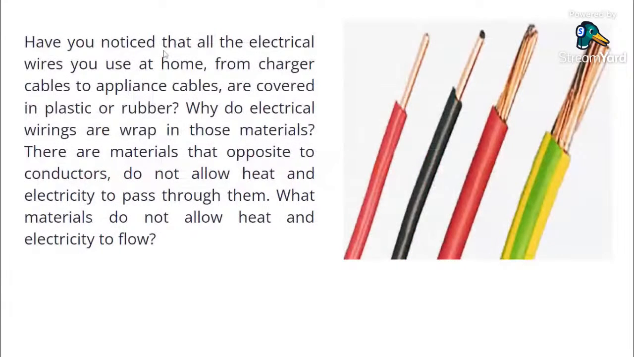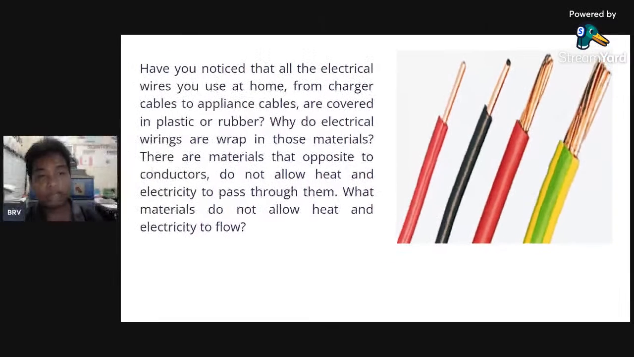Okay, have you noticed that all the electrical wires you use at home, from charger cables to appliance cables, are covered in plastic or rubber? Have you observed that one? They are covered with rubber, no? Plastics, on the chargers. Inside the wire, the electrical wires are made of copper, and then they are covered with plastic. So I know you have noticed that one.